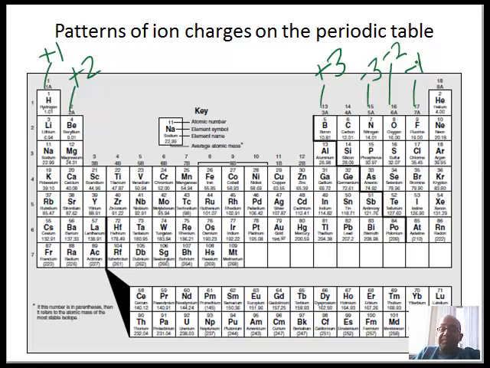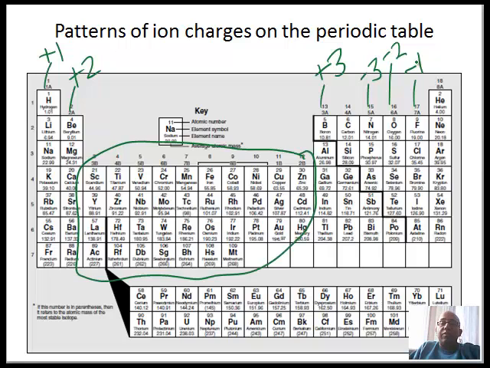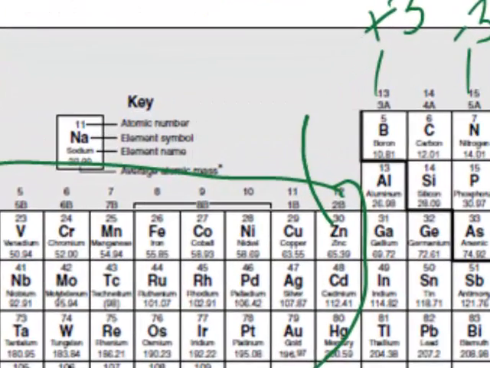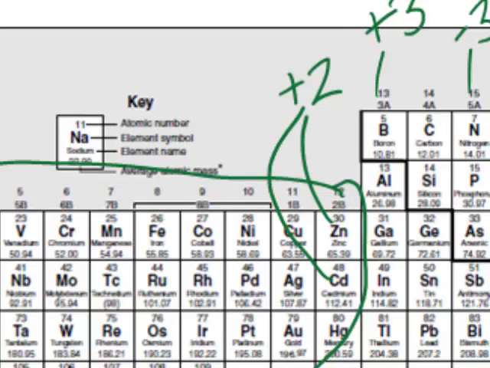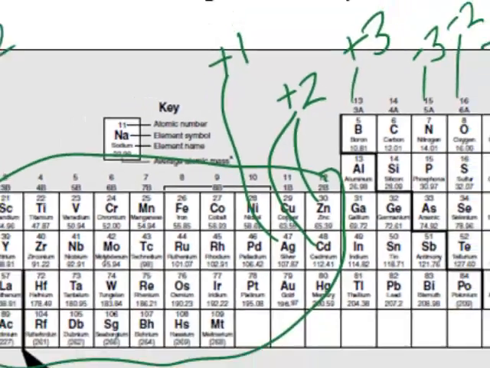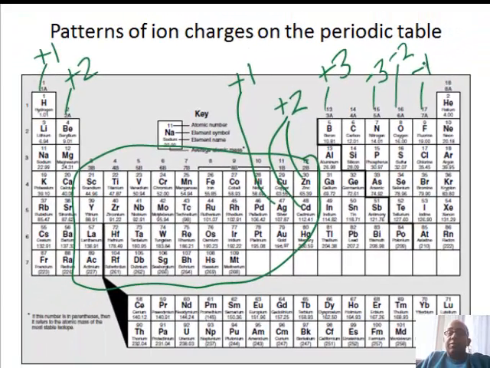Now, in the middle are called the transition elements. Their charges are not easily predictable. Except a few of them are, and these are the exceptions. Zinc is always +2, and cadmium is also always +2, and silver is always +1.